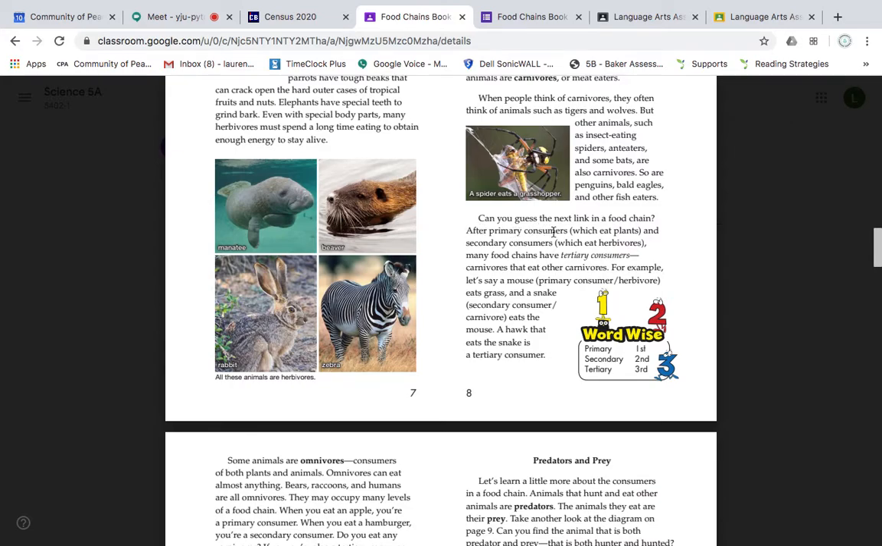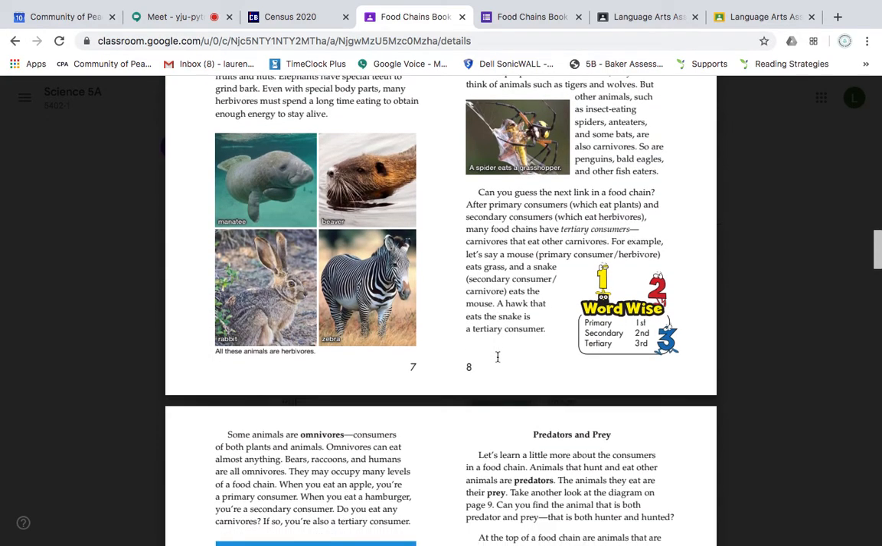After primary consumers, which eat plants, and secondary consumers, which eat herbivores, many food chains have tertiary consumers, carnivores that eat other carnivores. For example, let's say a mouse, which is also a primary consumer, or an herbivore, eats grass, and a snake, a secondary consumer, or a carnivore, eats the mouse. A hawk is something that eats the snake and is a tertiary consumer.